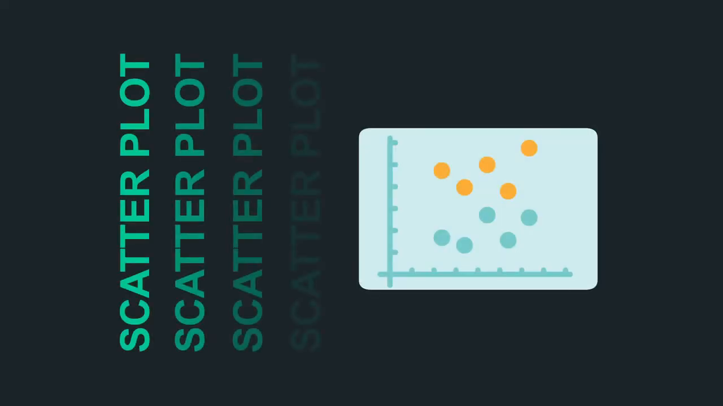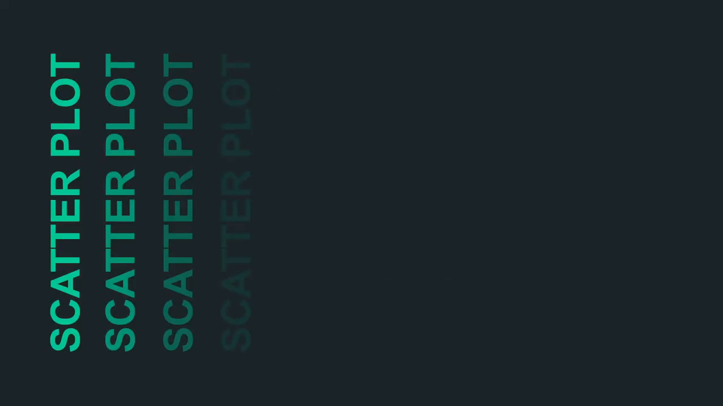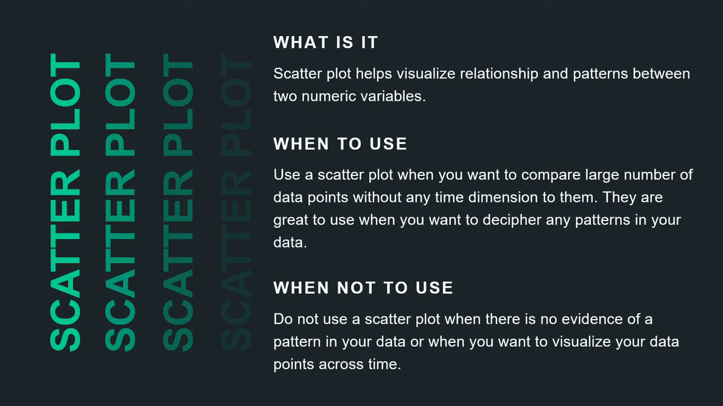Let's move on to a scatter plot. Scatter plots are used to visualize relationship and patterns between two numeric values. They are great to use when you just want to discover patterns and relationships in your data. Using scatter plots can also help you see if your data is correlated and can help you identify trends that may be hard to visualize with any other chart. Do not use a scatter plot when there is no relationship in your data. It will look random and will not be intuitive to read and understand.